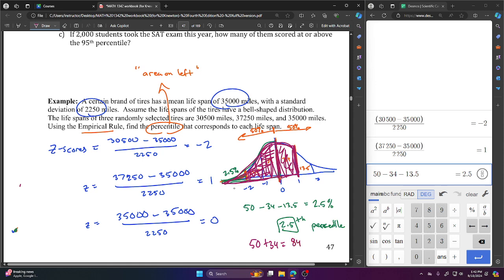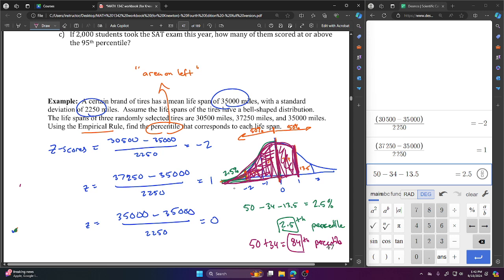Which is very close to, like you were saying, it looks like about 75% of the graph, right? Totally agree. But because the bell curve's not perfect. Exactly. So yeah, and so that would be 84th percentile. And again, they just want the whole number.